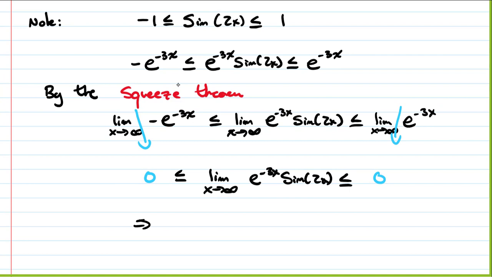So this gives us the conclusion: the limit as x goes to infinity of e to the negative 3x sine 2x is equal to 0.